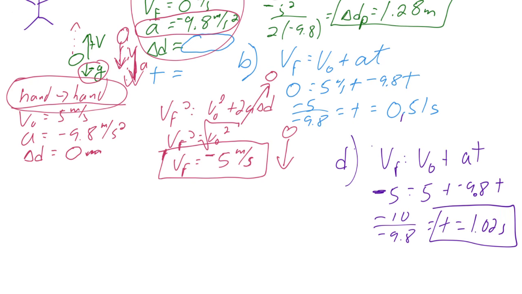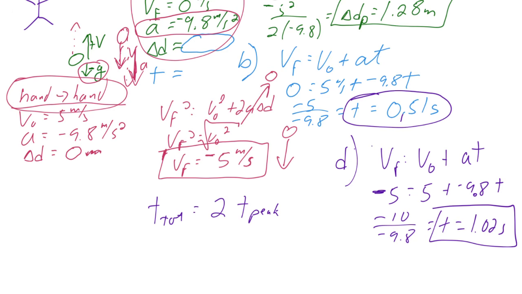Okay, so notice this number, 1.02. What was my other time? Here it is. 0.51, 1.02. That's exactly double the time, right? So the time total is exactly equal to twice the time to the peak.